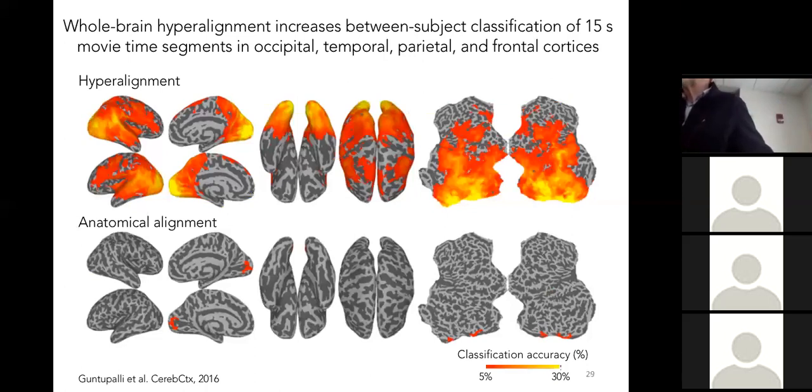Yeah? So the question is, how much data do you need to derive the matrix? So the first point is that we derive the matrix on one half of the movie, and then we classify the time segments from the other half of the movie. So the data we're classifying is not used for deriving the common model.